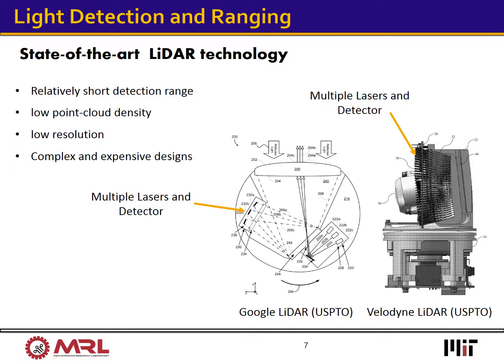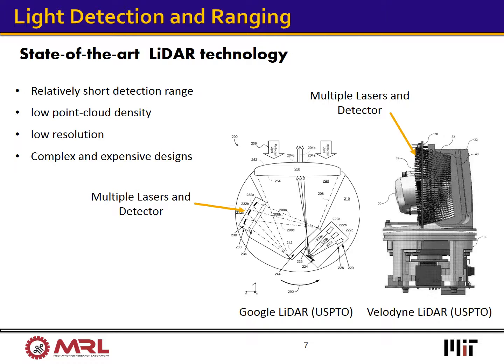Another very powerful sensing method is light detection and ranging. LiDAR technology is probably the most promising for the future of self-driving vehicles. However, the state-of-the-art LiDAR technology cannot meet the needs of autonomous driving. Current designs perform at relatively short ranges, are very limited in rain, capture low-density point clouds, have low resolution, and most importantly, are bulky and expensive.